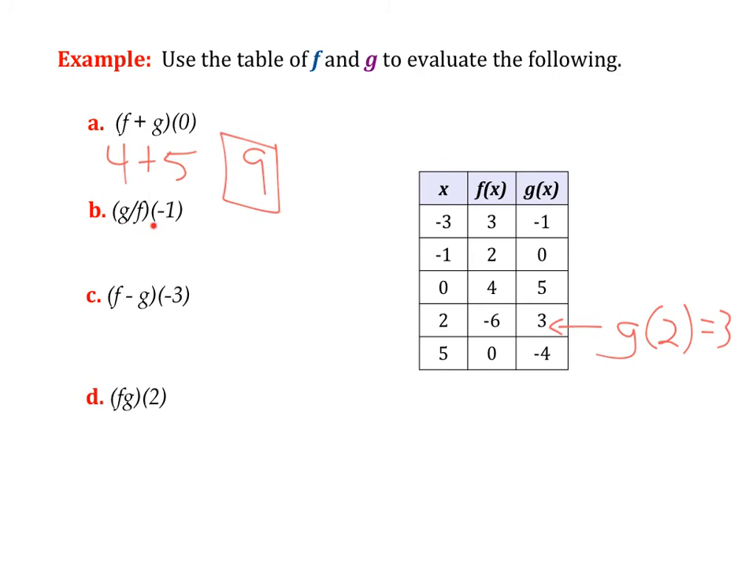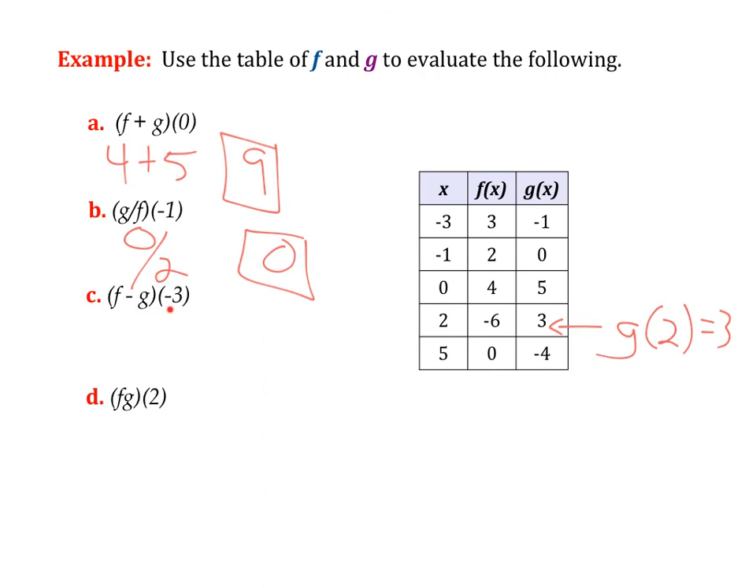G divided by f of negative 1. So my x value is negative 1. Right? The input is negative 1. I have g divided by f. 0 divided by 2. Well, 0 on top is going to be 0. Remember, we can't have a 0 on the bottom. You can never divide by 0, because if you do, the universe will implode in on itself, and everything you've ever known or loved will then cease to exist.